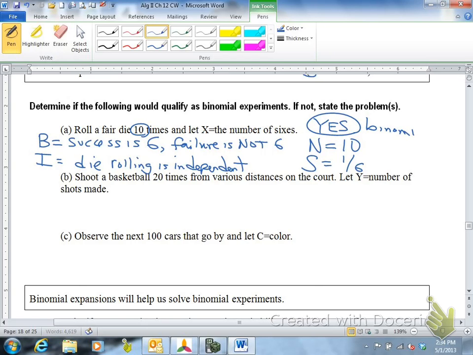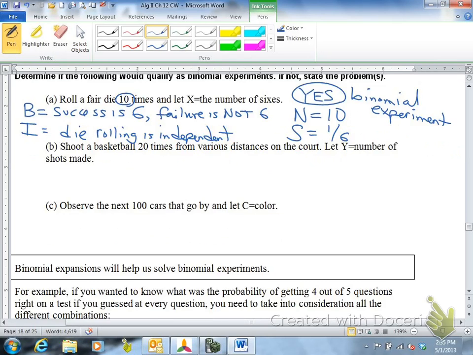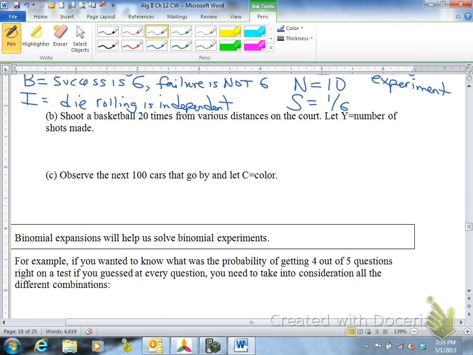This qualifies as a binomial experiment, which I haven't told you how to do yet, but this qualifies. Let's see, letter B. I'll tell you right now, B and C, there's a problem with B, and there's a problem with C.